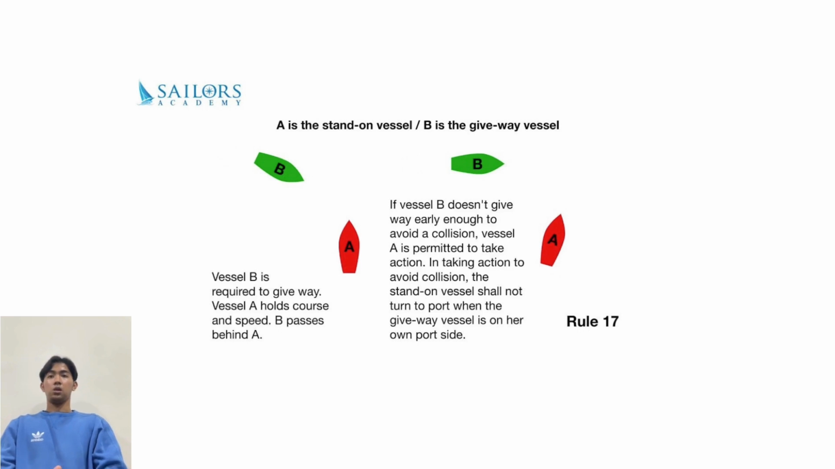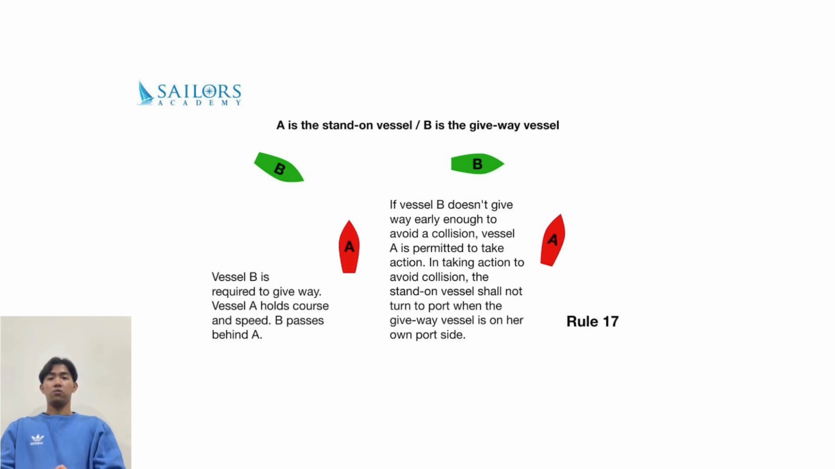Number 3 is taking action if necessary. If it becomes apparent that the give-way vessel is not taking appropriate action, the stand-on vessel should take action to avoid collision. This may involve altering course, reducing speed, and sounding a signal. Number 4 is sounding signals. The stand-on vessel should sound a signal to alert the give-way vessel to its presence and intention, especially in situations where the give-way vessel may have difficulty seeing the stand-on vessel.